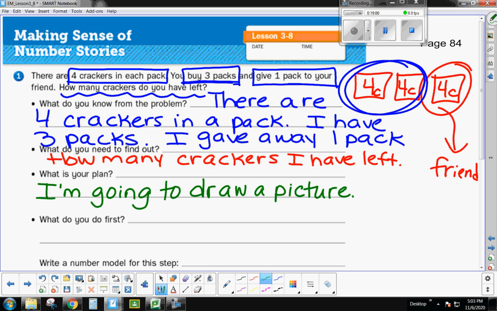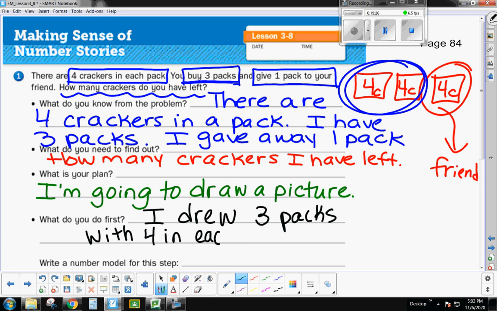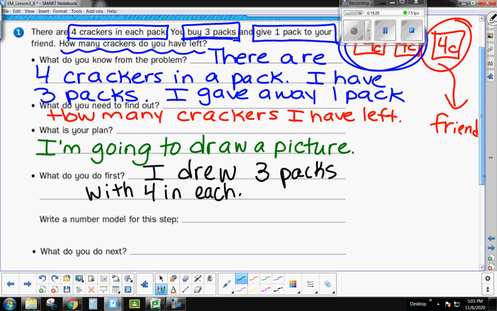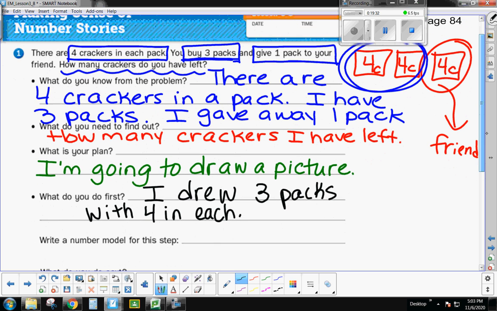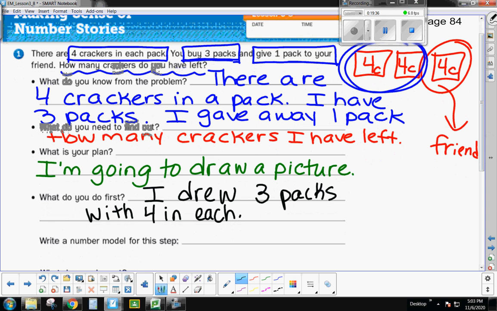So it says, what do you do first? Well, guys, what did I do first in this picture? First, I drew 3 packages of crackers with 4 in each one, right? So I'm going to say, I drew 3 packs with 4 in each. Now, it wants me to write a number model for this step. That's the first thing I did, so let's write a number model for it. What would be the perfect number model for 3 packs of 4? 3 times 4 equals 12, right?